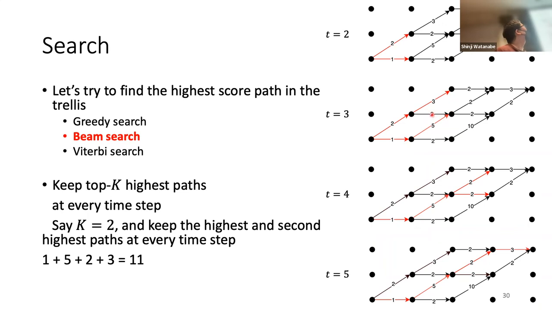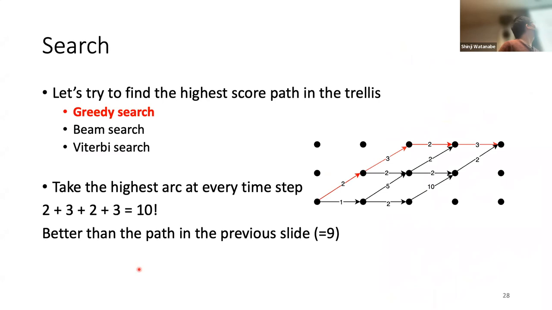And already this is different from the greedy path, right? Greedy path only considers these paths, but now we have an additional path here. And moving to the next step, and then finally reaching the end, and then checking the best paths. The beam search finds this path: 1, 5, 2, 3. So it's going to 11, right? And this is better than the greedy search.